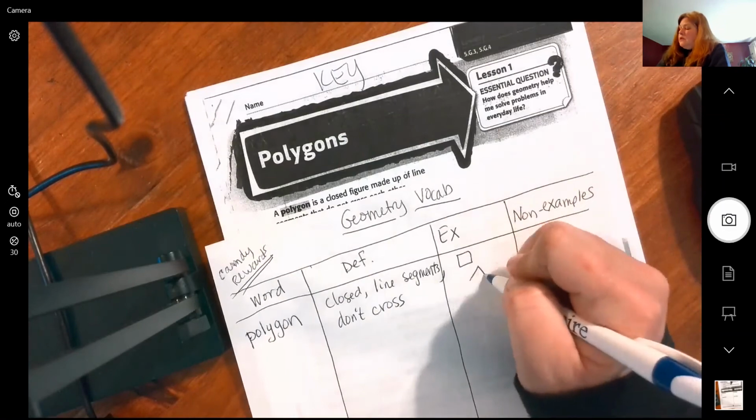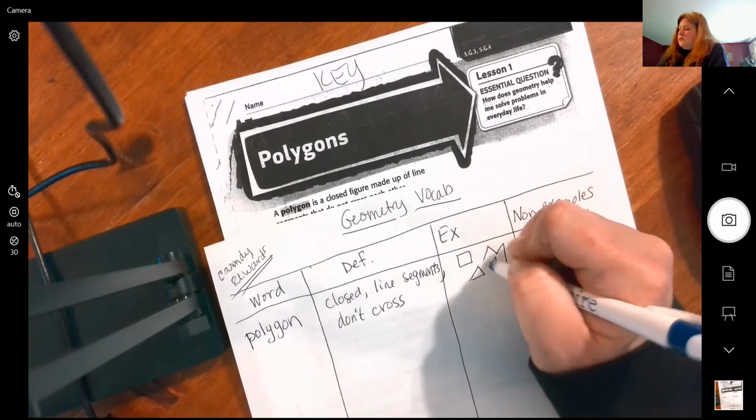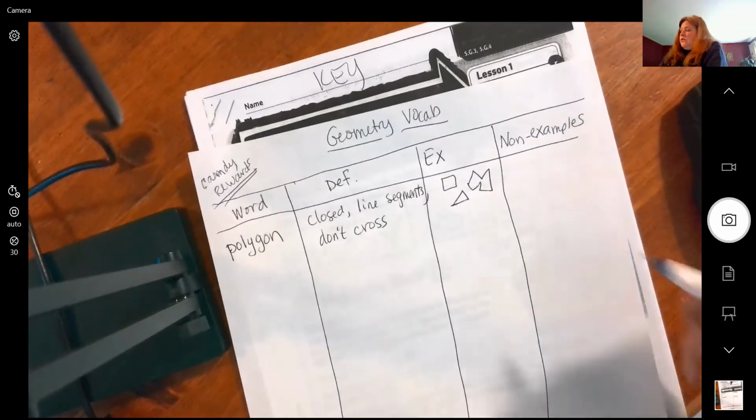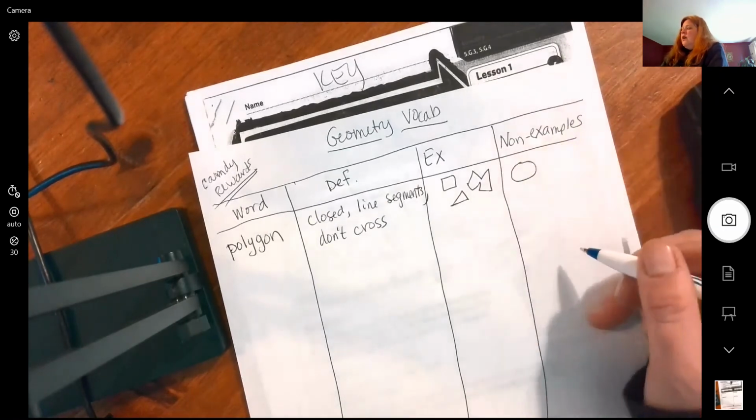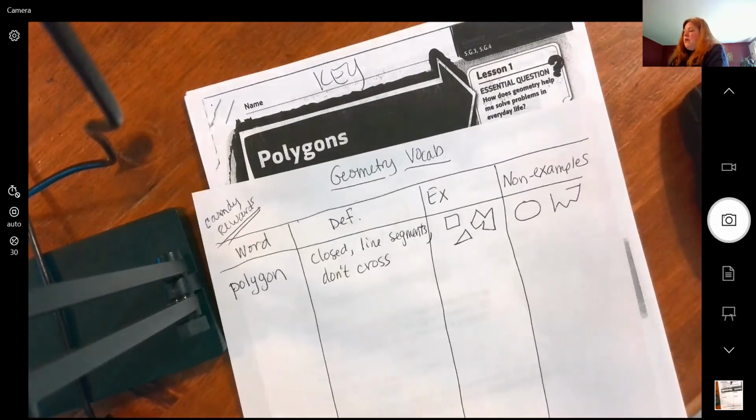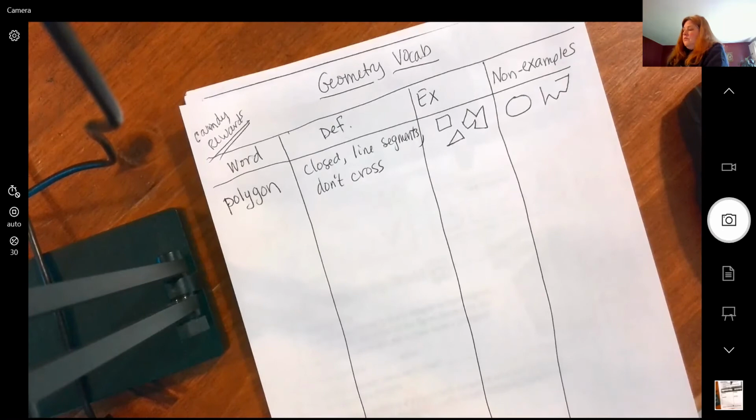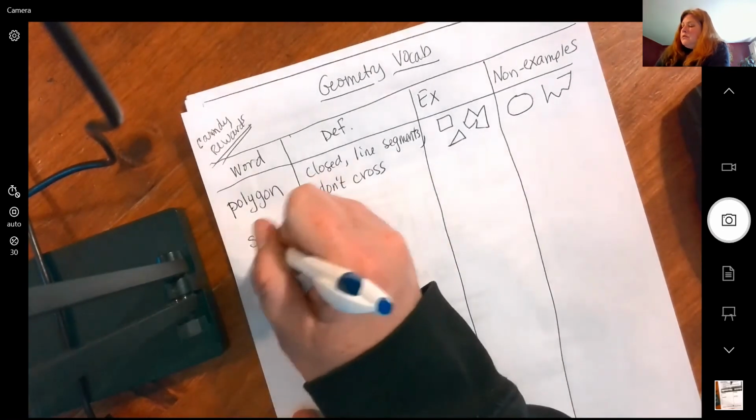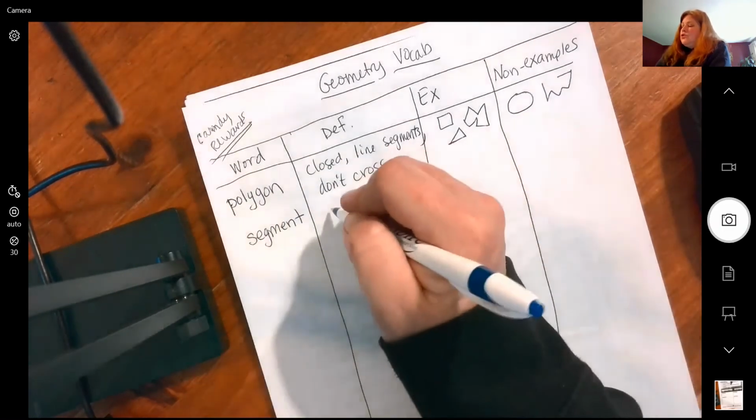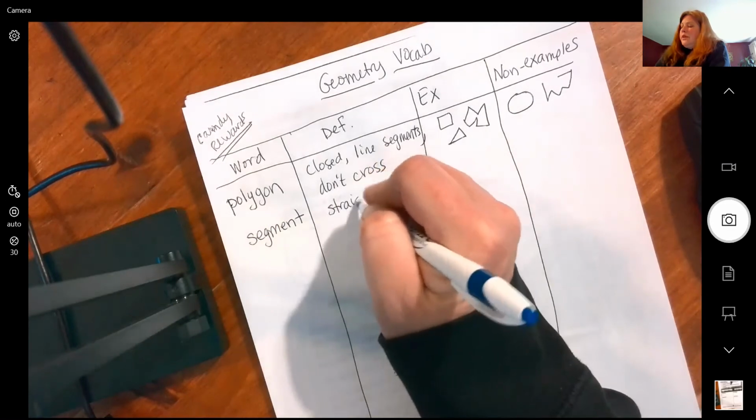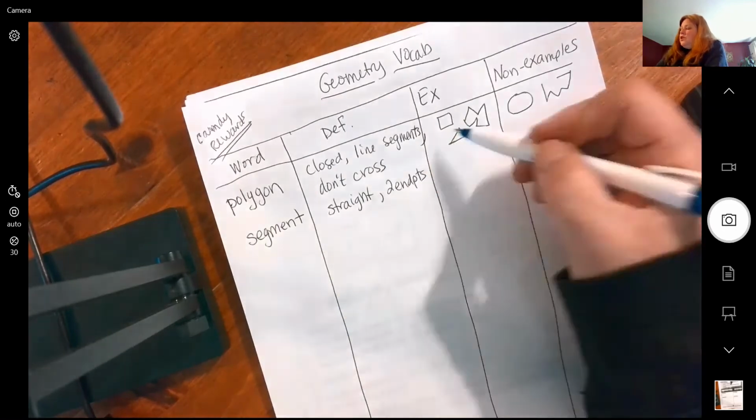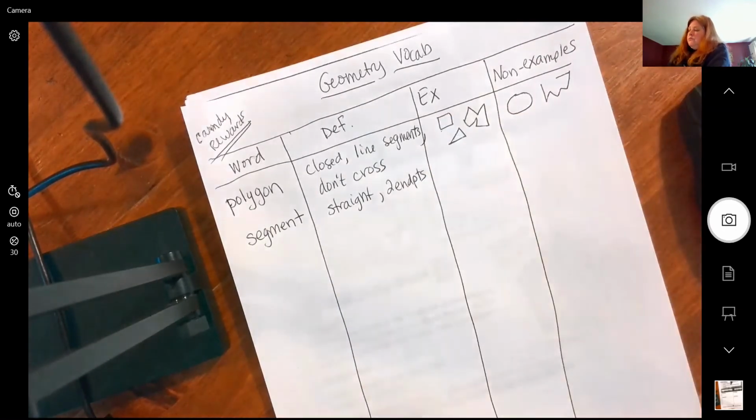They need to be straight lines. And they can't have an opening. So if it is a circle, it is not a polygon. If it has an opening, it is not a polygon. All right, and then we have a segment. So a line segment is just a straight line, and it has 2 endpoints. And so each one of these sides is a segment.